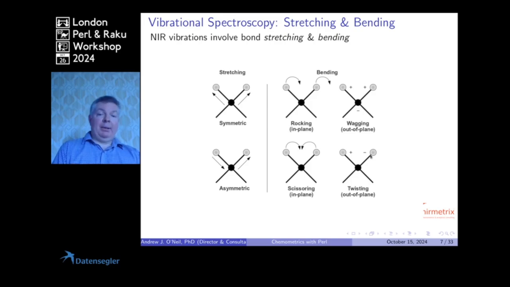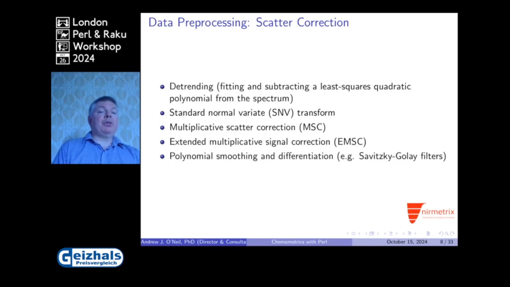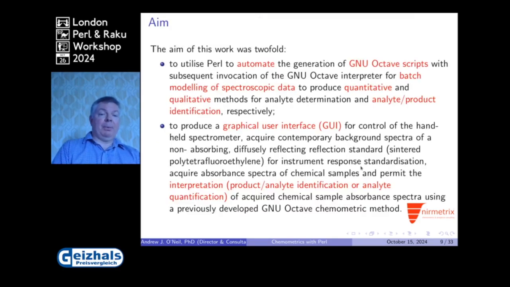Bonds themselves can either stretch or bend, so this is what we're looking at with the spectroscopy. You can have symmetric or anti-symmetric stretching, and you can have various different types of bending of bonds as well. As I briefly touched on in the definitions, there are different types of scatter correction to correct the linear and curved trends within the baselines of the spectrum. One is detrending, which is literally fitting a least squares quadratic to the spectrum and subtracting that away. Standard normal variate, multiplicative scatter correction, and extended multiplicative scatter correction are other things that can be applied, or a smoothing and differentiation filter. Popular ones in signal processing are Savitzky-Golay filters, and they can be used in near-infrared spectroscopy.